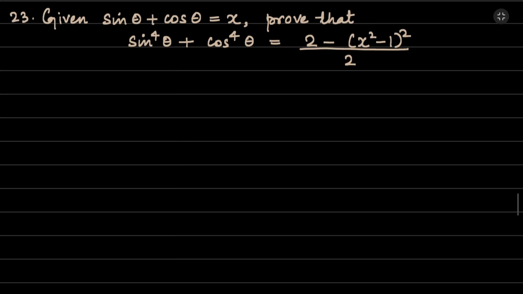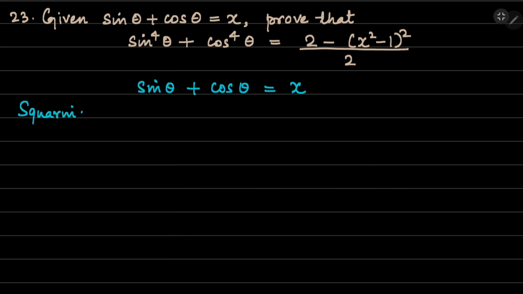You are given, again, something which we also came across with respect to tan theta plus cot theta, where you were then asked tan square plus cot square. It's of a similar kind. Sine plus cos is given, but then you are asked sine to the power 4 plus cos to the power 4. Let's do it. Very easy question. So let's write what is given. Sine theta plus cos theta is equal to x. First, let's square it on both the sides.